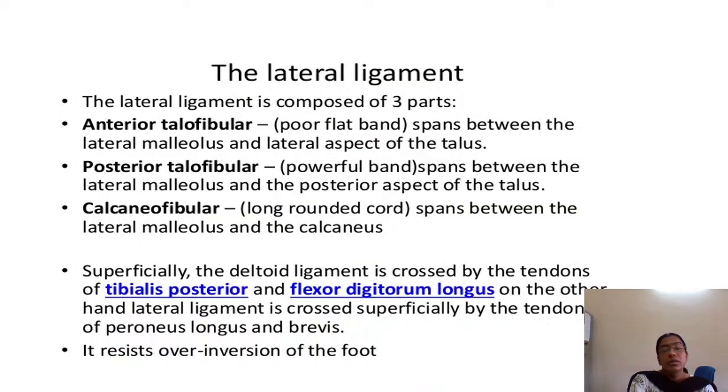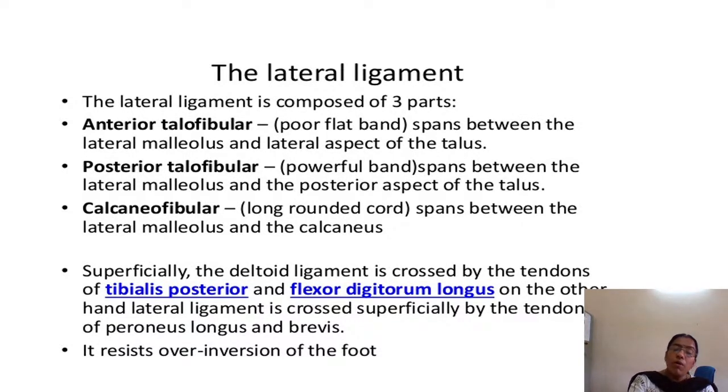Yes. When you see the relations, the most important thing: the medial ligament resists the eversion of the foot, whereas the lateral ligament resists the over inversion of the foot. The medial, what does it resist? It resists the eversion of the foot, whereas the lateral ligament resists the over inversion of the foot. Eversion and inversion. E stands for the medial ligament, whereas I stands for the lateral ligament.